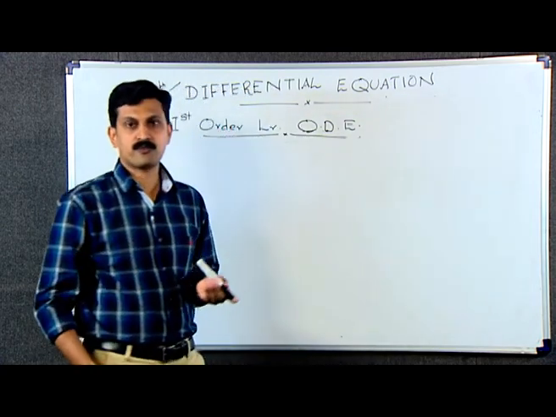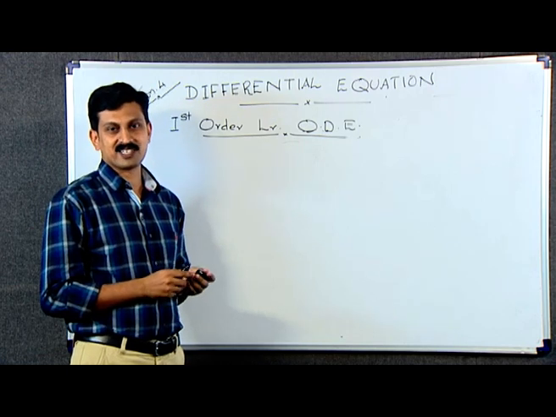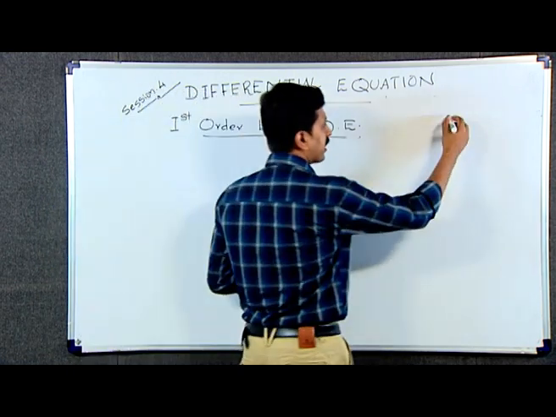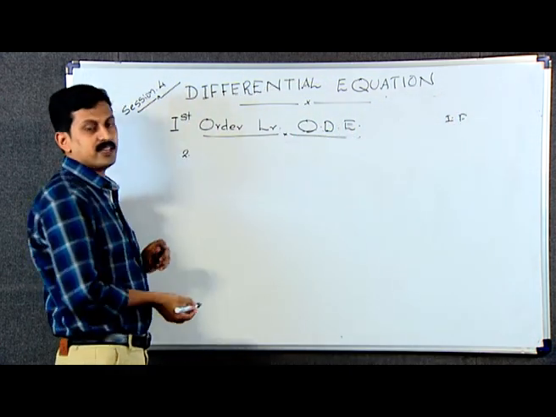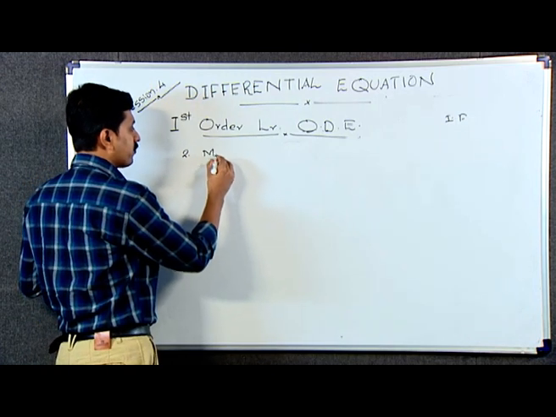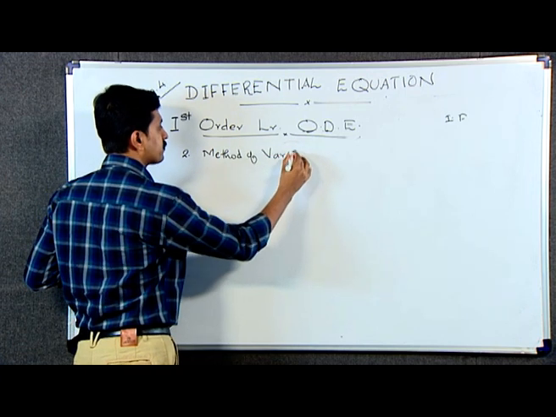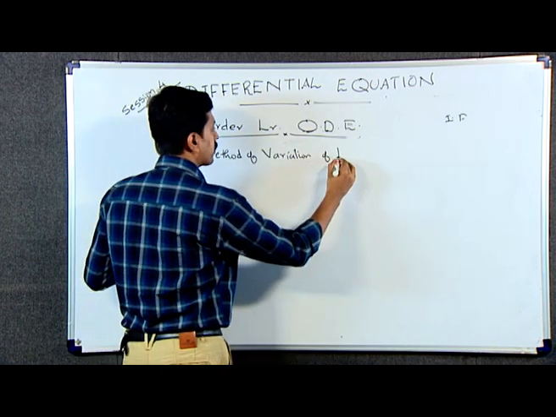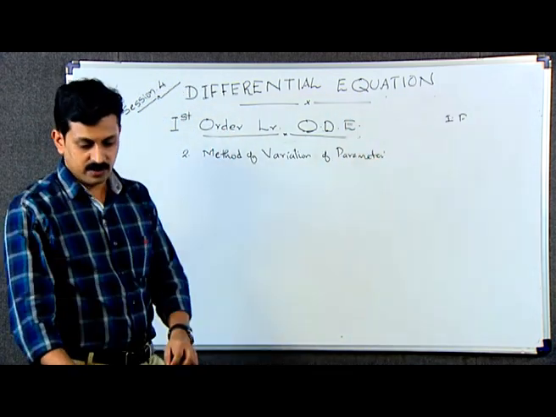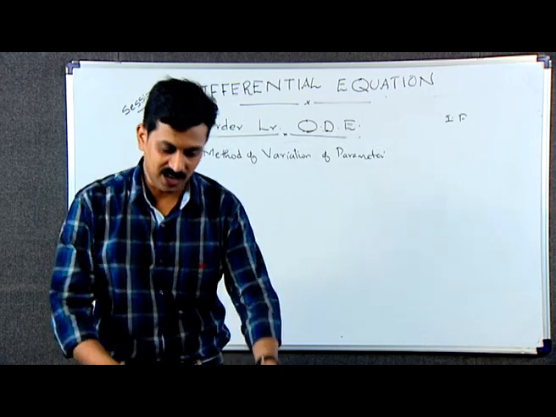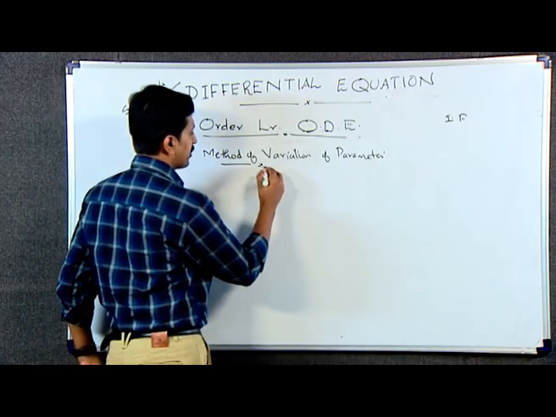There are 2 methods to find the solution of the first order linear ordinary differential equation. The first one we completed, that is by integrating factor. The second one we discussed, that is the method of variation of parameter. It is a very simple part of the linear differential equation.